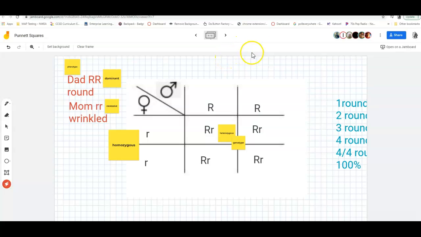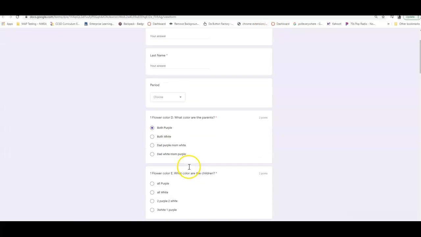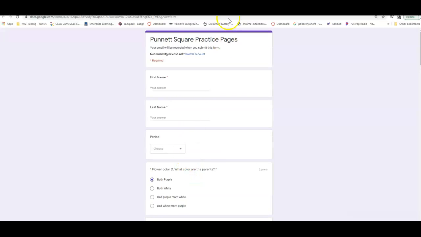Okay, so what I have is a way for you guys to check how close you're coming. This is a Google form that you're going to take your answers from your Punnett Square practice and put on. I'm not using this as a summative grade. I'm using this as formative. It's not going to be a grade. What it'll do is help us identify where we're messing up.